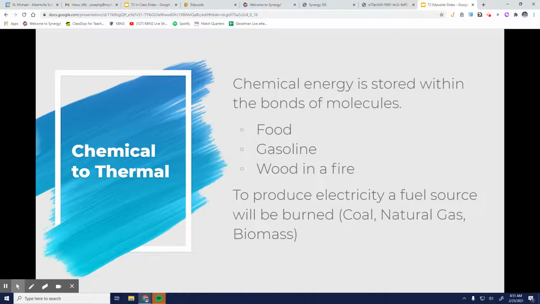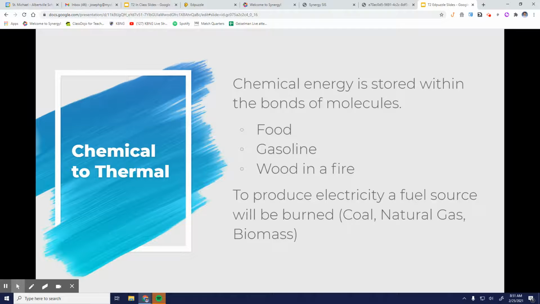So chemical energy is stored within the bonds of a molecule. The food we eat has energy stored in the bonds of the molecules. Gasoline in your vehicle has energy stored in the hydrocarbon bonds. All right. And then wood in a fire, that has energy stored between the bonds that make up the cells of the wood.